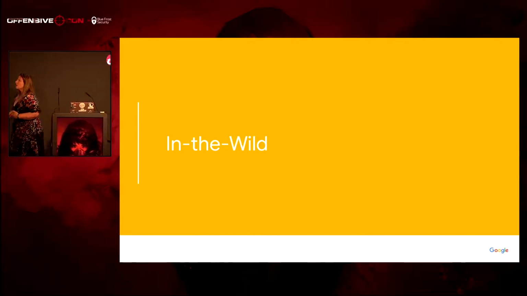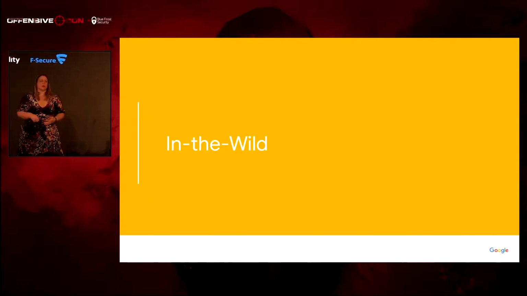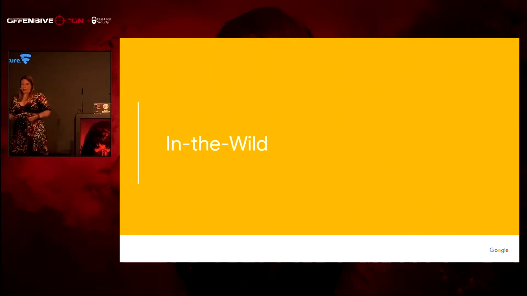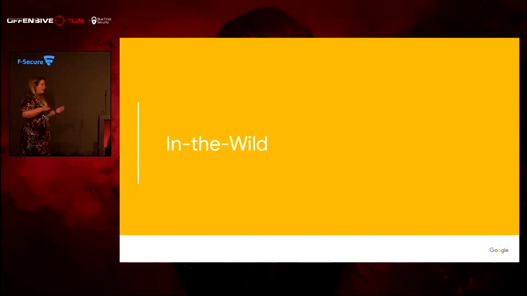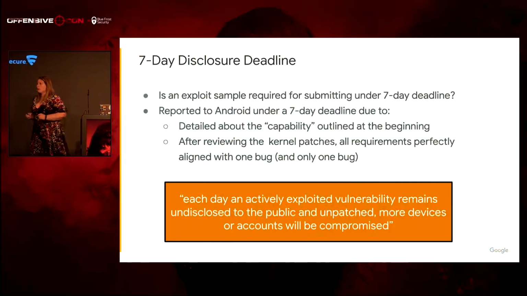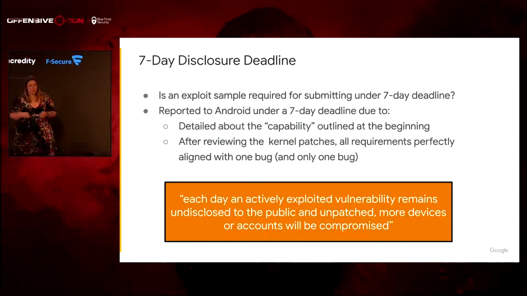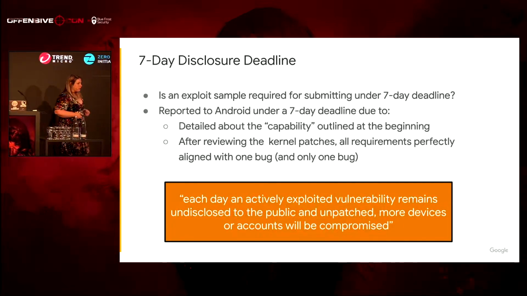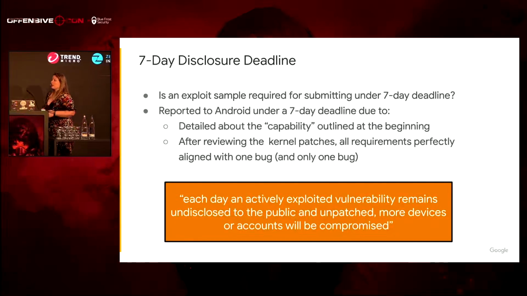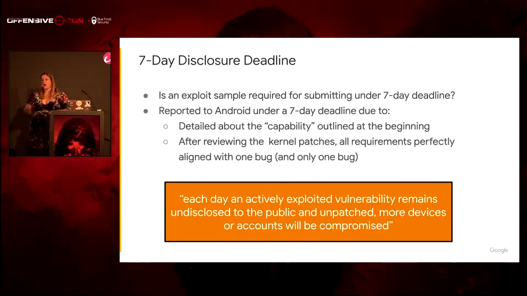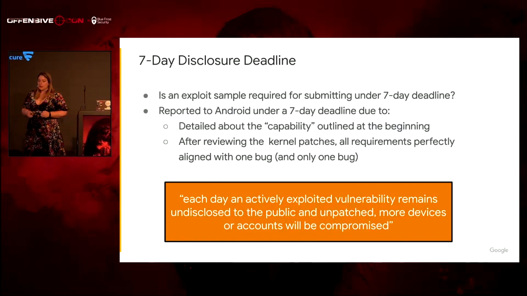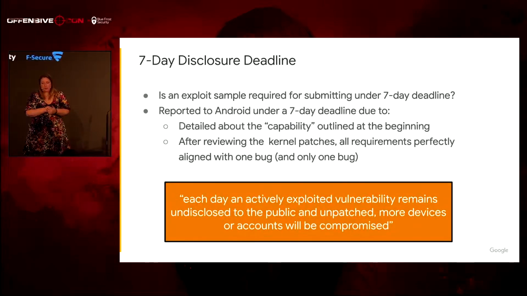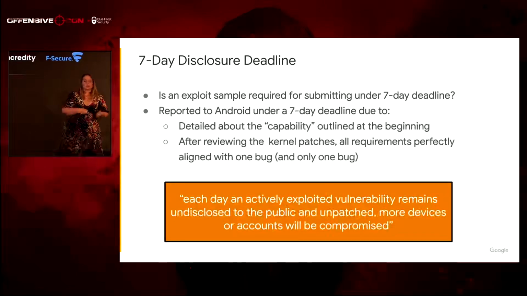But this led to some interesting conversations beyond just, here's a bug, here's a vulnerability, it's exploitable. There was the whole other layer of this is being used against people. And our job as security professionals is trying to help people. So we reported under a 7-day disclosure deadline, but we didn't have an exploit sample to demonstrate, look here, this is the proof that this is being used to try and exploit people. And the reason why I and others didn't think it was necessary is that it seemed like there was enough evidence that this was being used to target people, and that this fell into Google's published policy of each day an actively exploited vulnerability remains undisclosed to the public and unpatched, more devices or accounts can be compromised.